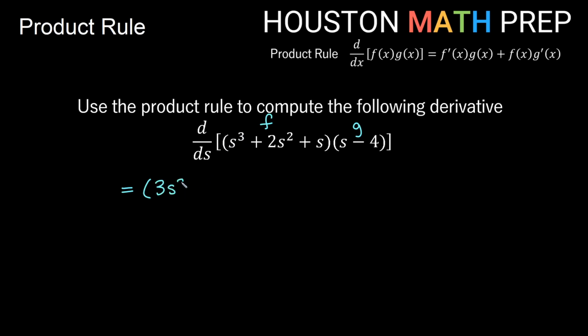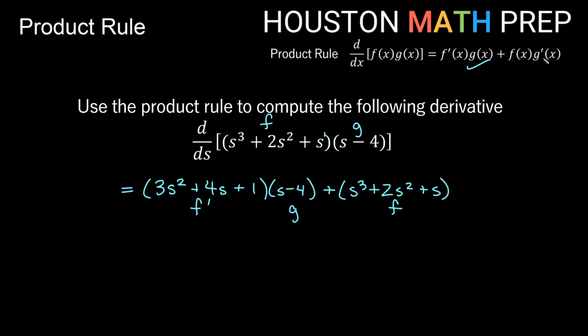Power goes down by 1 to s squared plus 2s squared. Power comes out front, multiplies the 2 that's already there. Power goes down by 1, so we just get s. And then this is s to the 1 here, so 1 comes out. And the power goes down by 1, we have no more s's left. F prime is that. Now g is copied exactly as it is, so s minus 4. That is our g, so plus after that, done with the first half. Now f g prime, so write down f just as it is, s cubed plus 2s squared plus s.